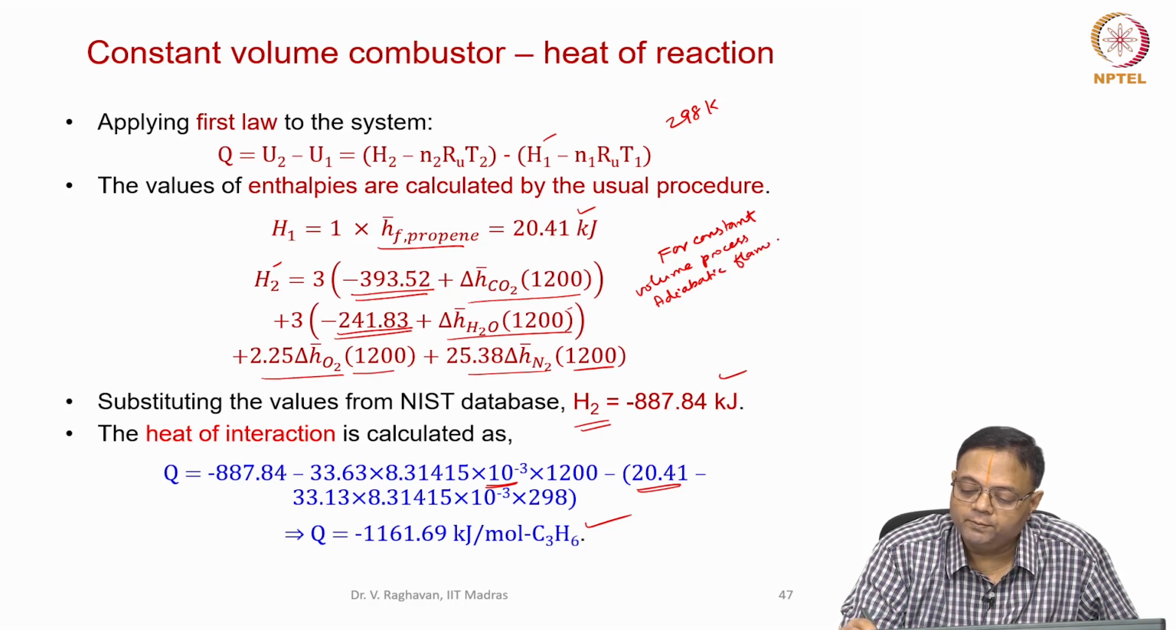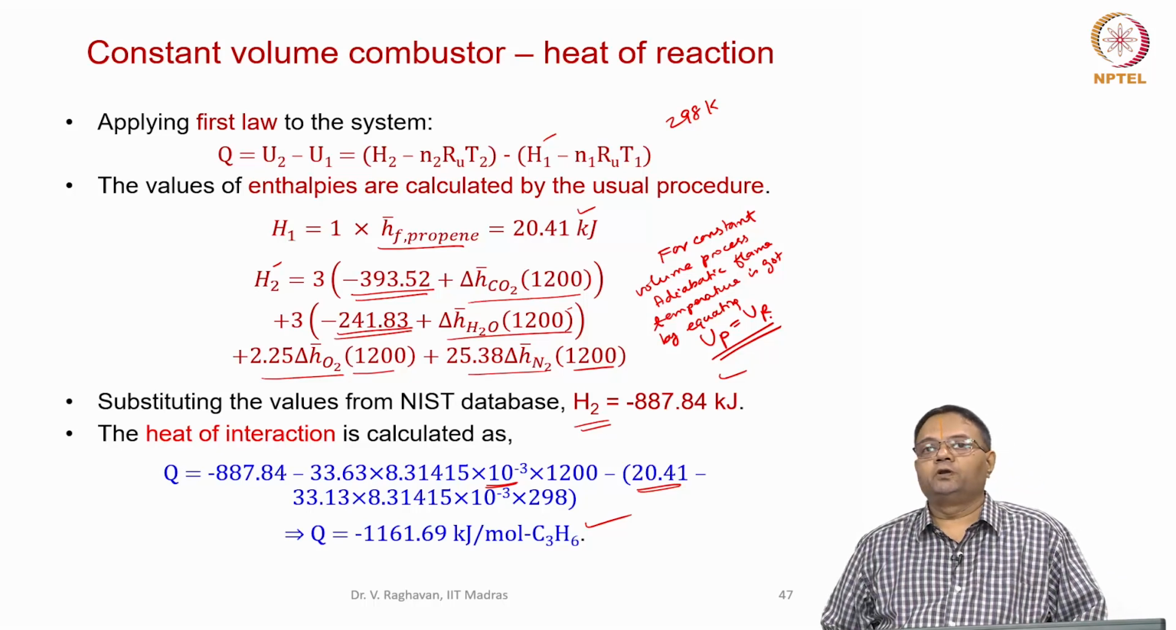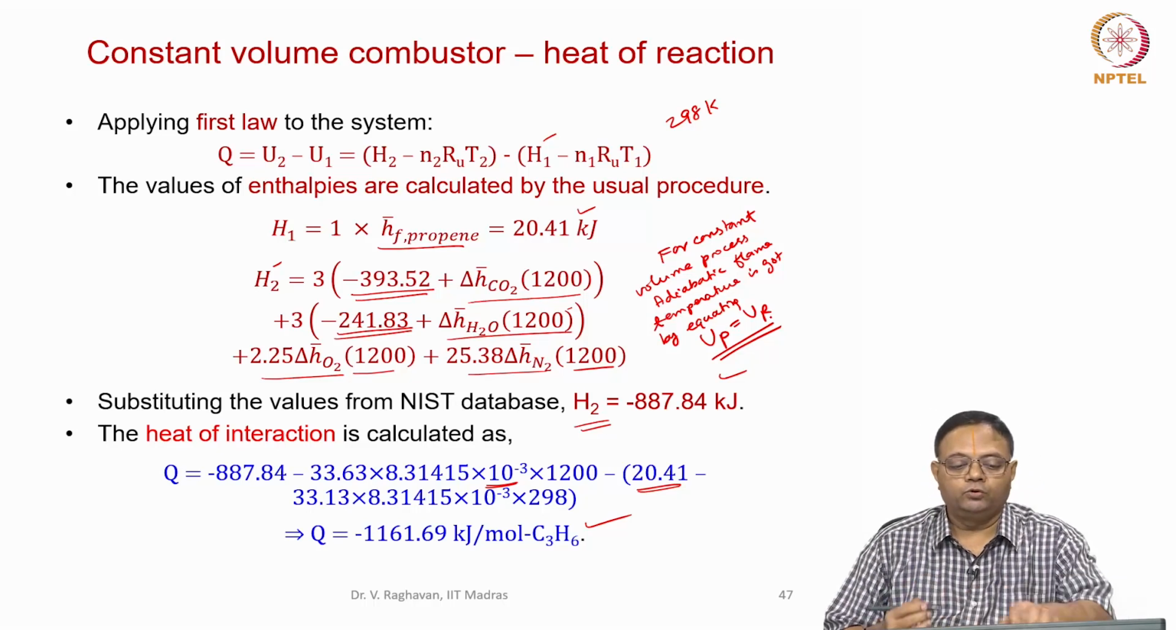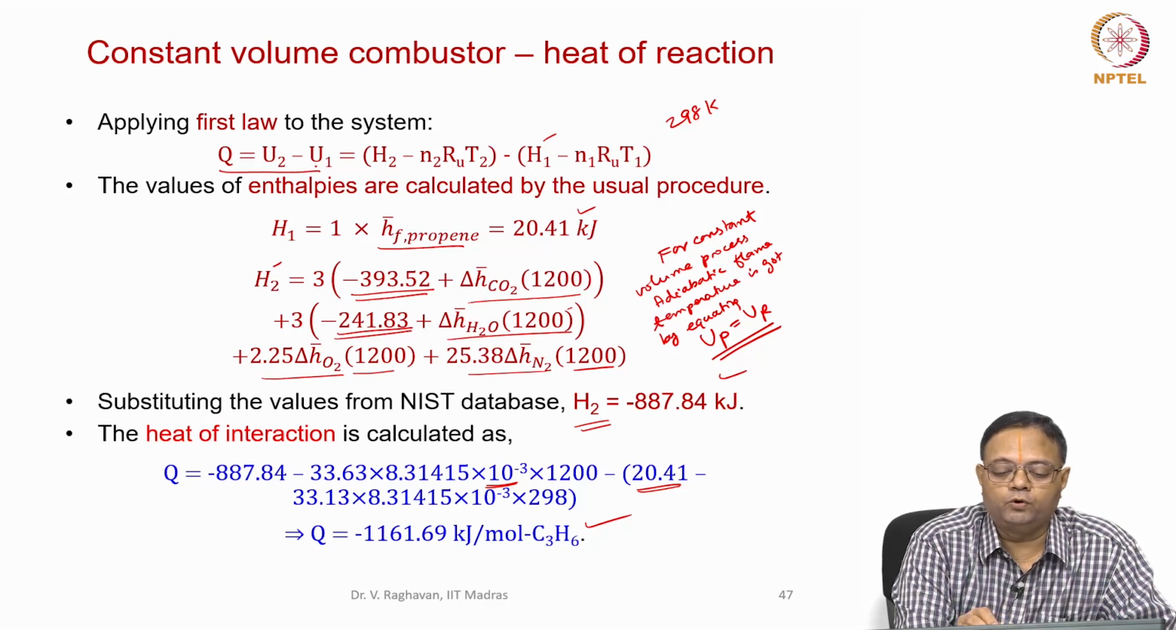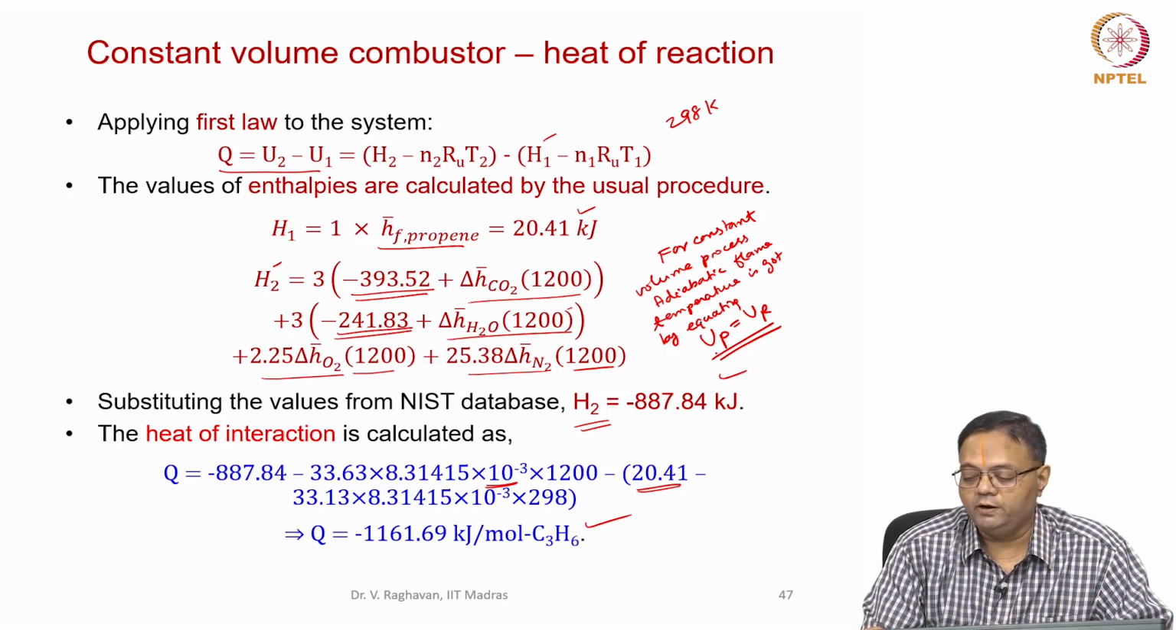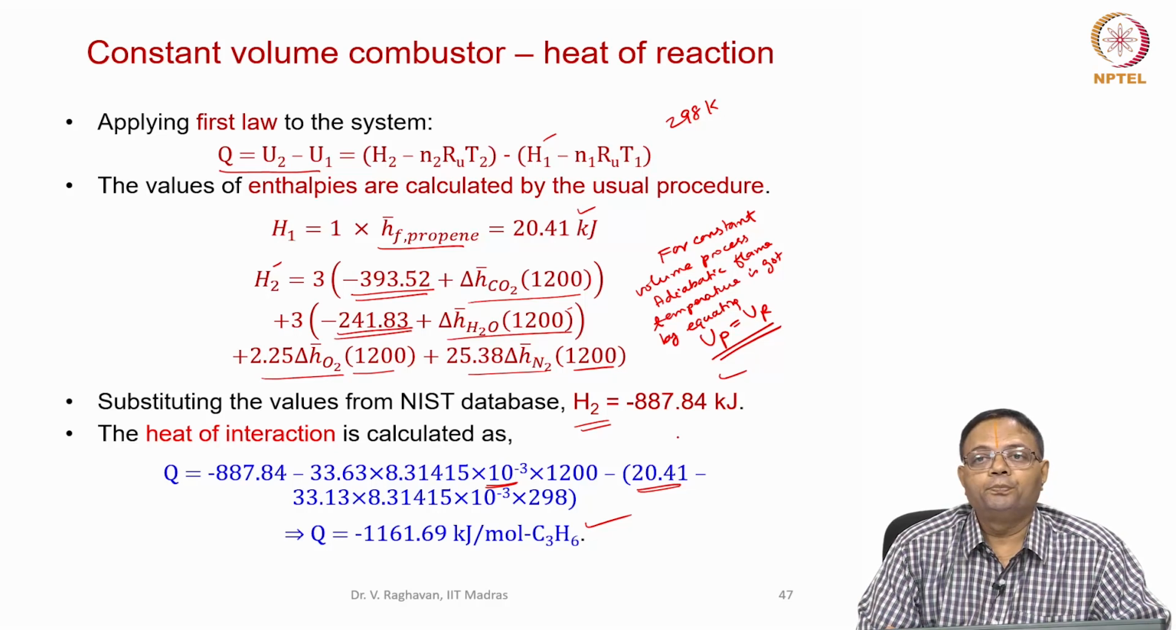Adiabatic flame temperature is got by equating UP equal to UR, because you know that Q equal to U2 minus U1. If Q equal to 0, then U2 will be equal to U1, that will be UP equal to UR.